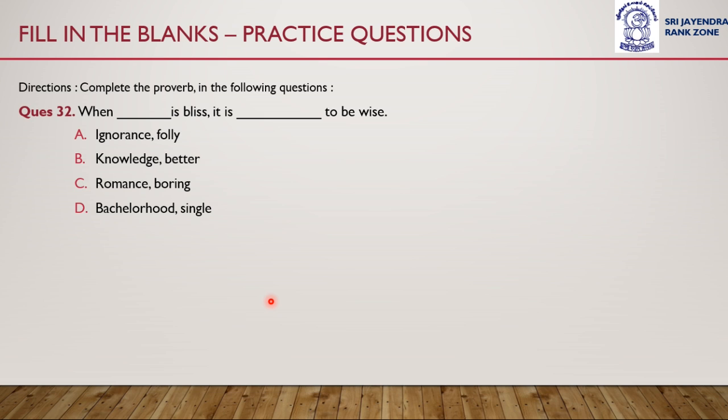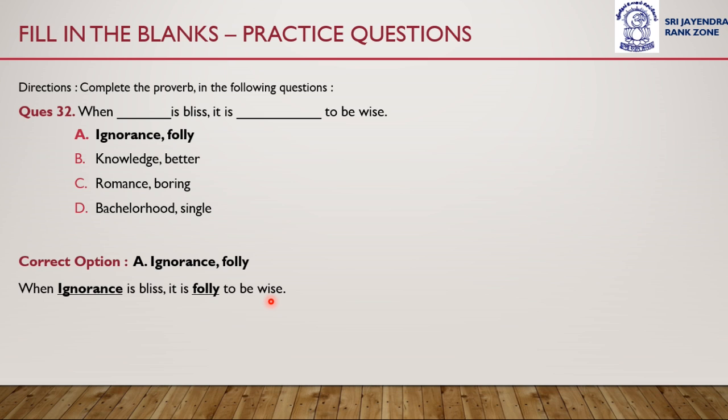So the correct answer is option A. When ignorance is bliss, it is folly to be wise. Option A is the correct option. This is the correct statement.